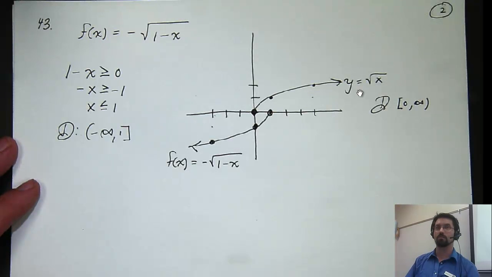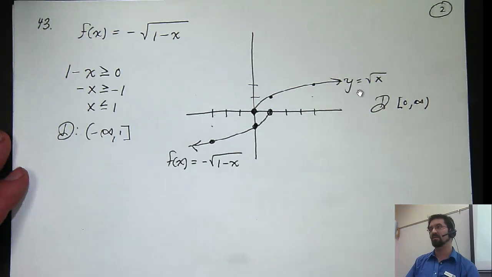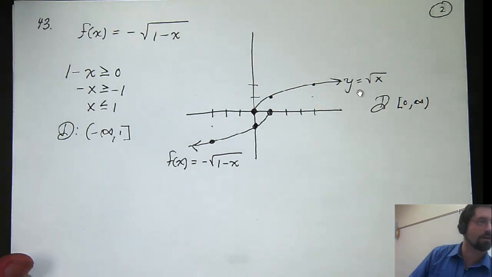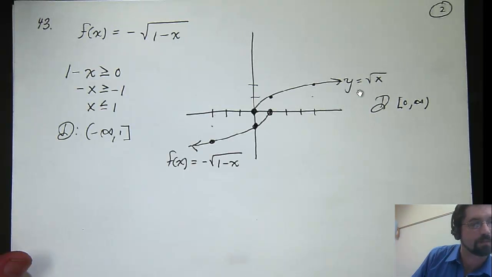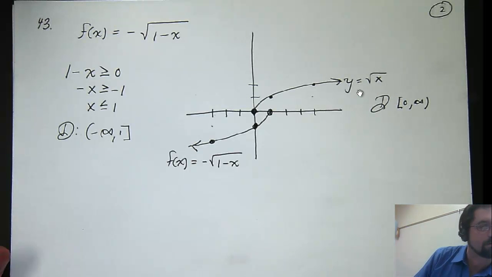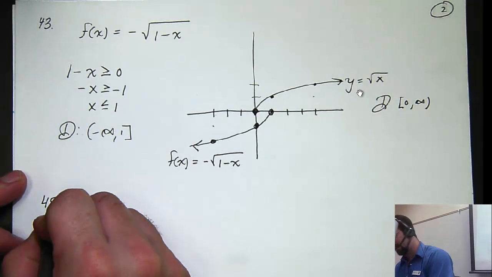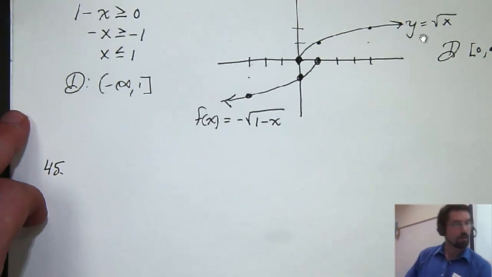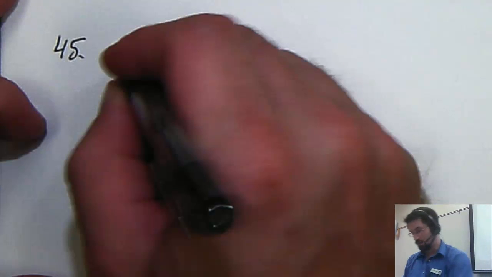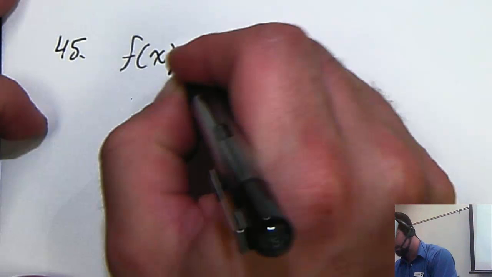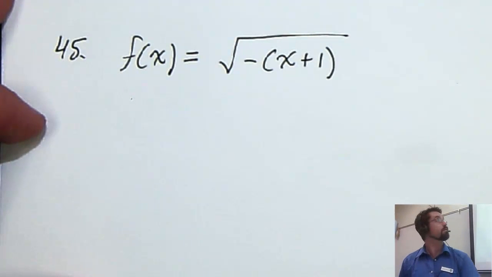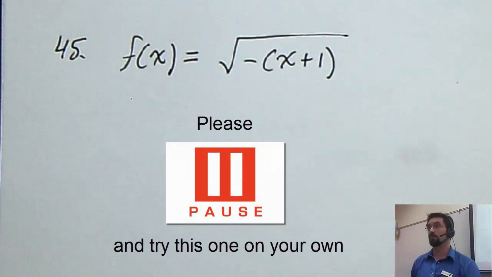Do you think you could do another one with a negative in it now? Some say yes, some say no. Let's try, somebody picked 45. 45 is not that crazy. So let me give you 45. I'll write it up here. I'll pause the video and we'll see how you do. Alright, go for it.